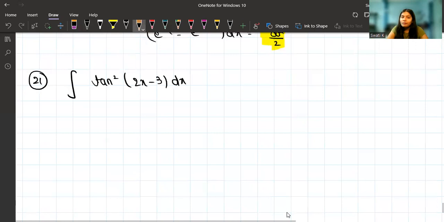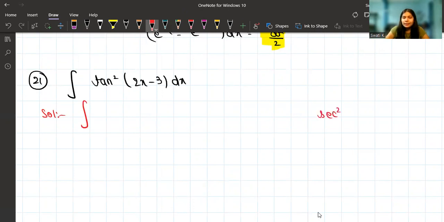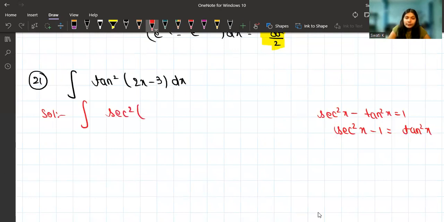Again, if you are very good in derivative, you should understand what you need to substitute. Before you substitute, it is best if you use a formula, and that is sec square x minus tan square x is 1. So from here, can we not write down that sec square x minus 1 is tan square x? Yes. So using this formula, tan square 2x minus 3 will become sec square 2x minus 3 minus 1 dx.